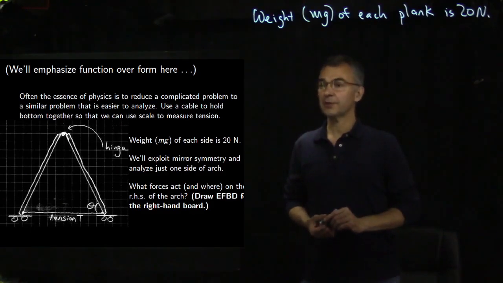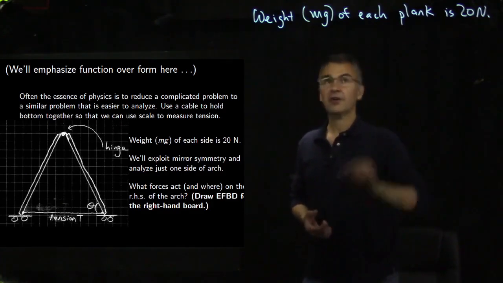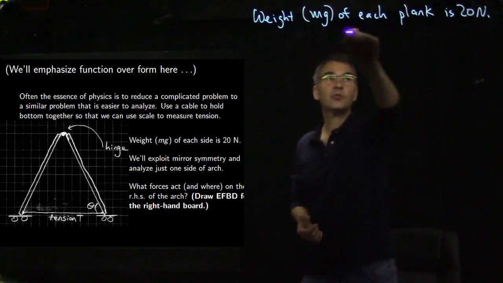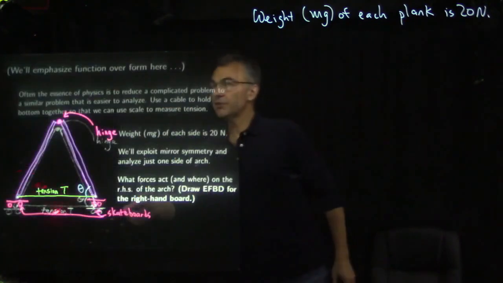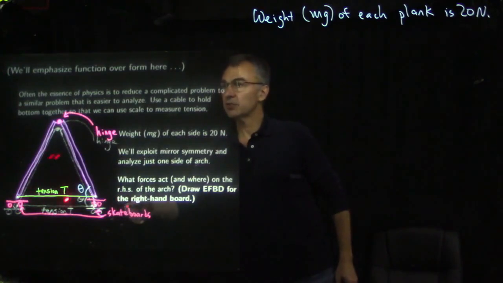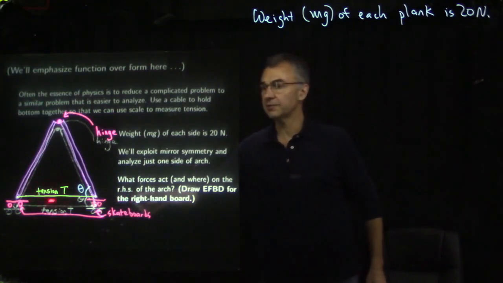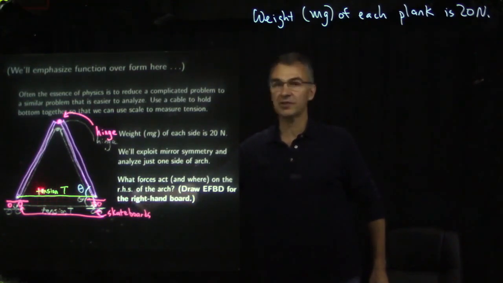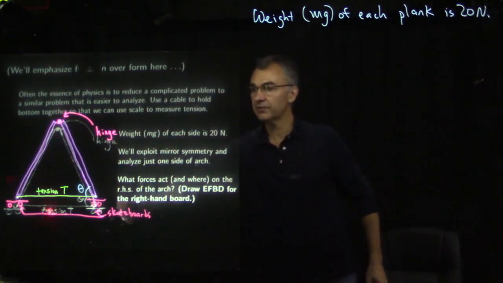So one piece of information we need to record here before we move on is that the weight of each plank, in other words, the weight of each side of the arch, is 20 newtons. So each wooden plank that constitutes one side of the arch has a mass of about 2 kilograms. So again, we're using a cable or a little piece of chain to hold the bottom together, because that allows us to put a force scale, a little Newton scale, in the middle so that we can measure the tension and explicitly, immediately check it against our model. And again, we're going to exploit mirror symmetry and analyze just one side of the arch.